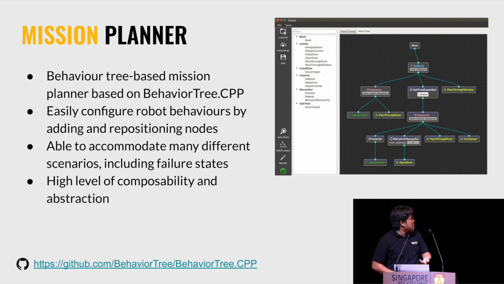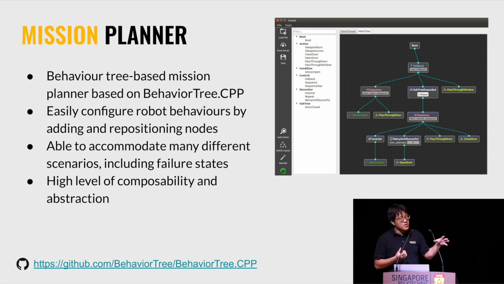So this year, what we've done is we moved to a behavior tree-based mission planner. And so we can easily configure robot behaviors by adding a repositioning node. We are basing our mission planner on a batteries-included C++ behavior tree library called behaviortree.cpp. Using this library, we're able to accommodate many different scenarios and many different failure states, and this makes our mission plans very robust. And there's also a very high level of composability and abstraction.